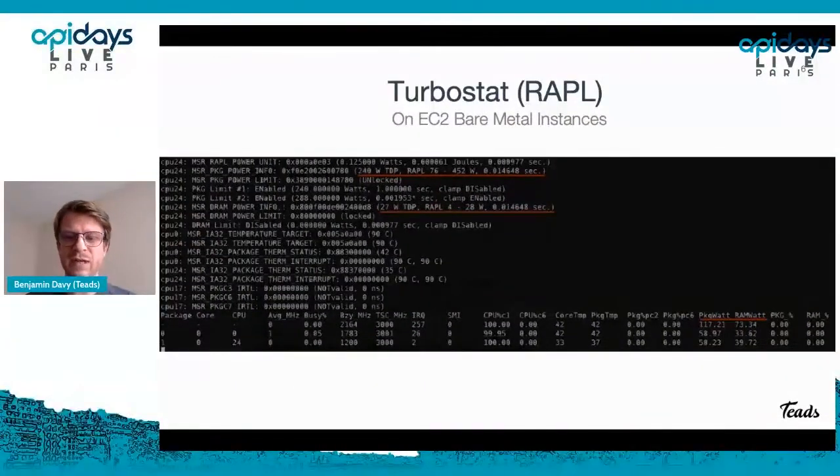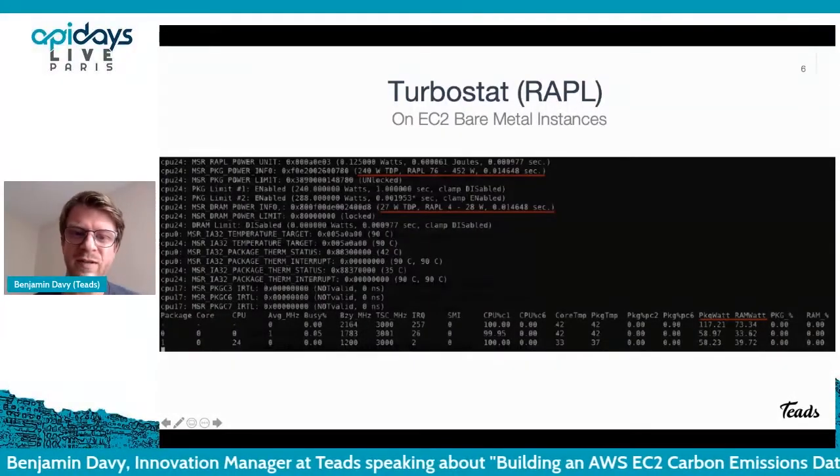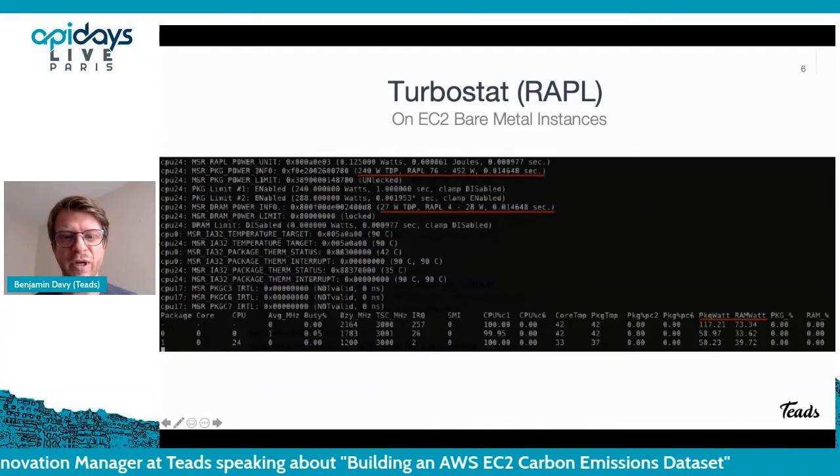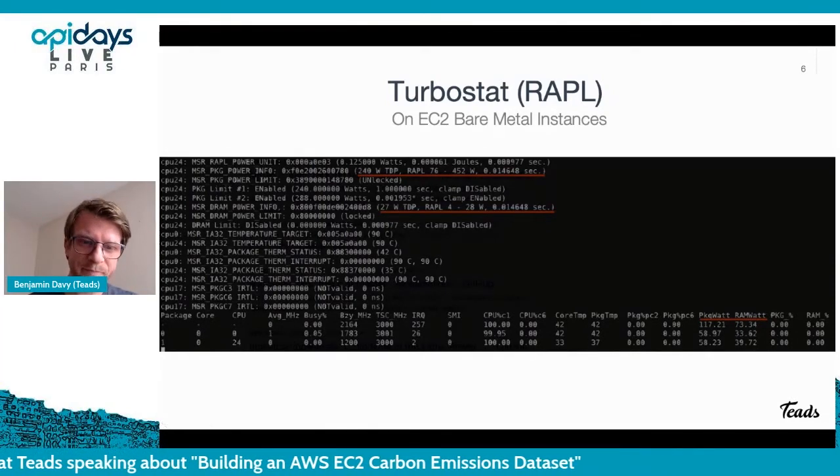But most importantly, the tool gives us access to the power consumption for the CPU and the memory of the machine. So this is what we have on the right downside, the package watt and RAM watt.